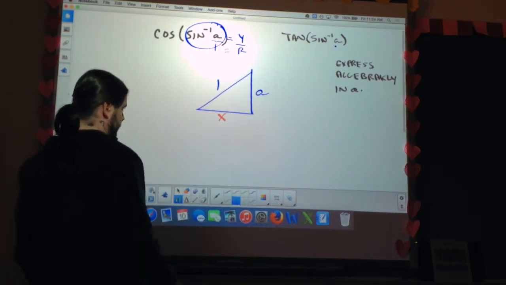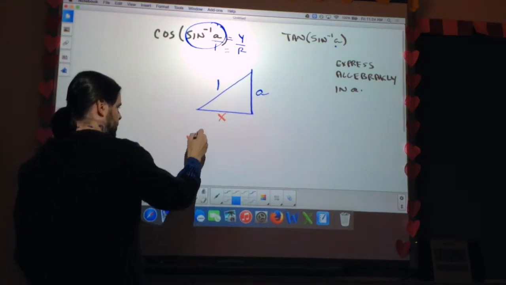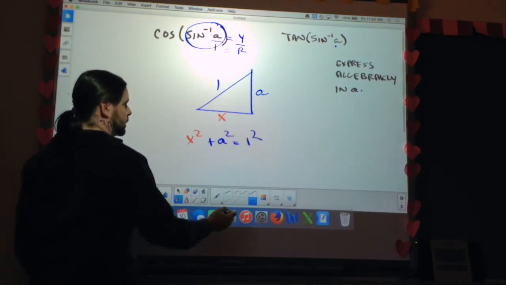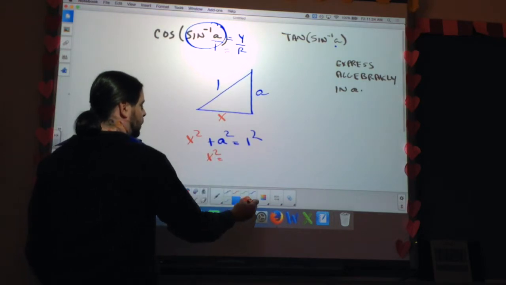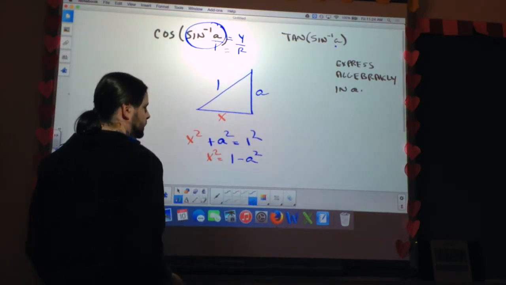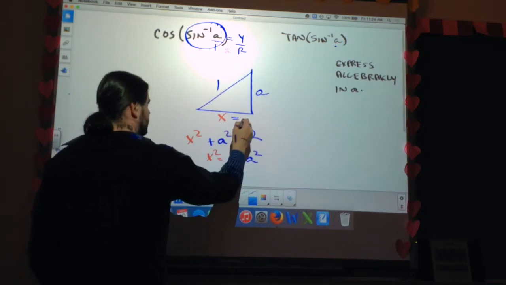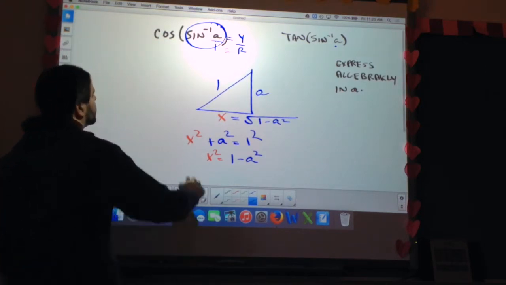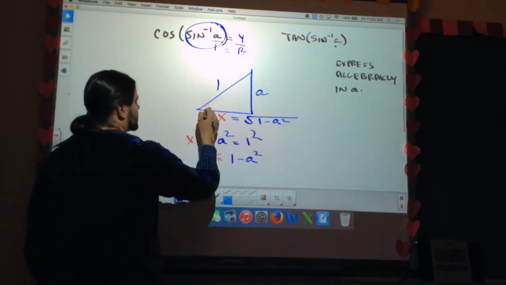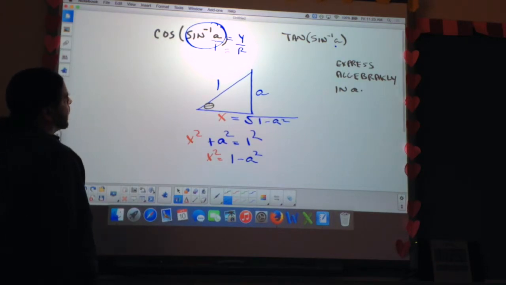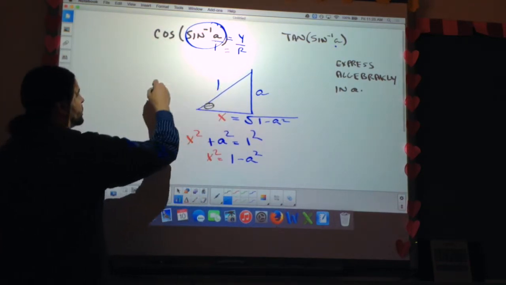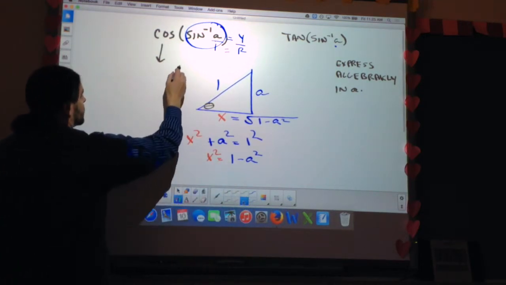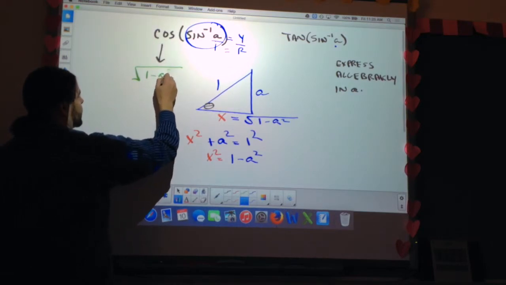And I'll look for the x value. So x squared plus a squared would equal 1 squared. X squared would equal 1 minus a squared. And so x must equal the square root of 1 minus a squared. And so if I want the cosine of this angle, then the cosine is adjacent over hypotenuse, so this has to be just the square root of 1 minus a squared over 1.